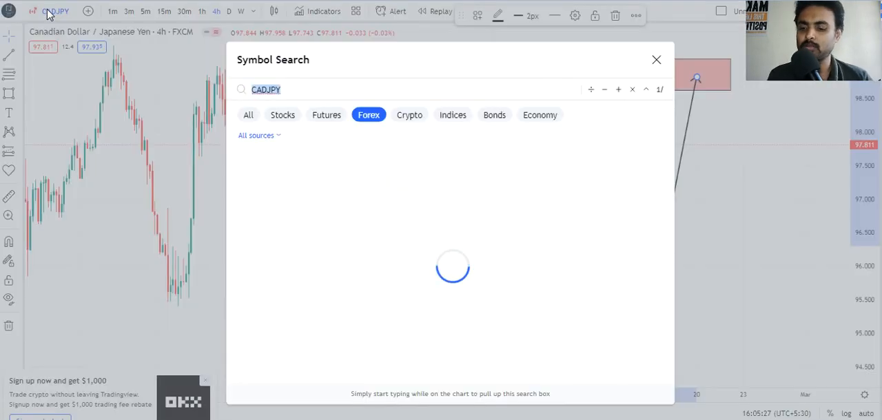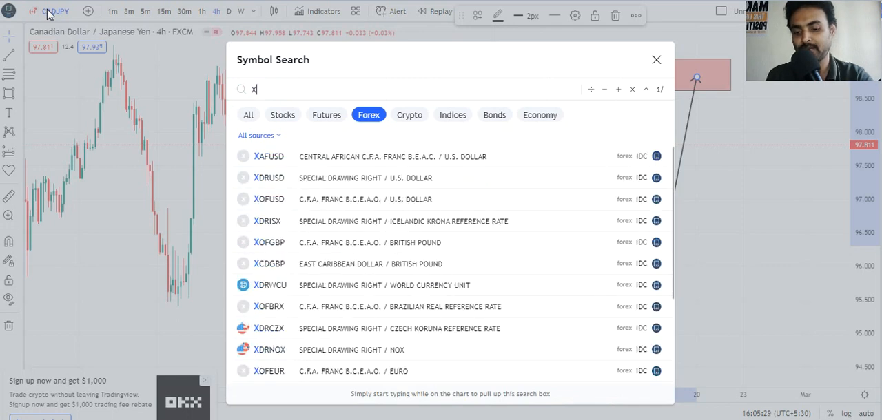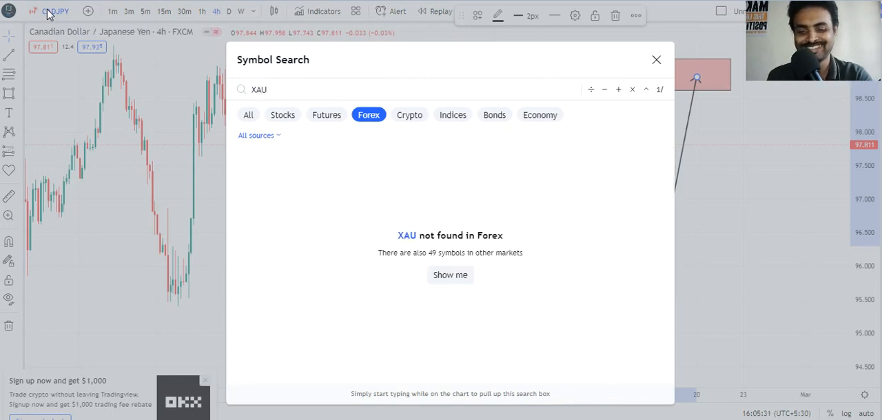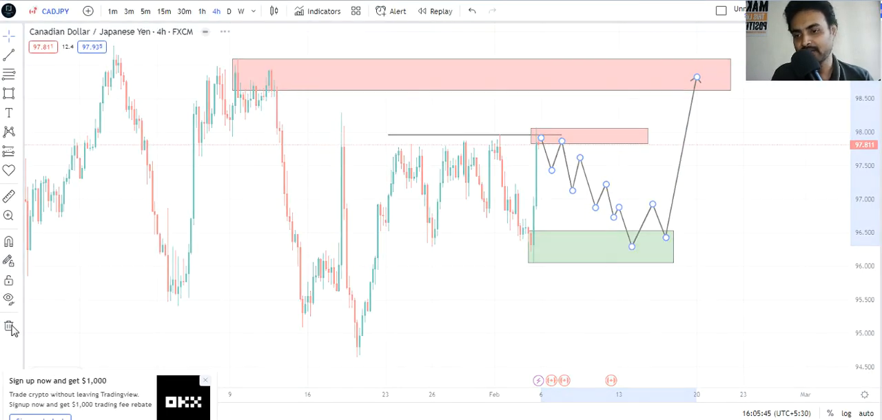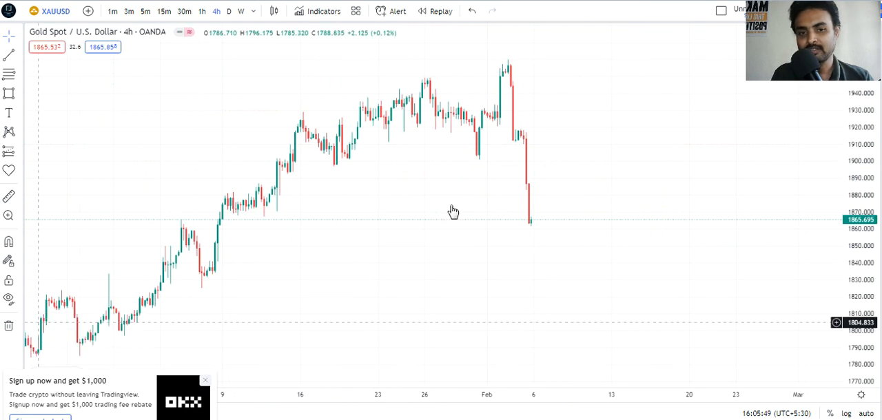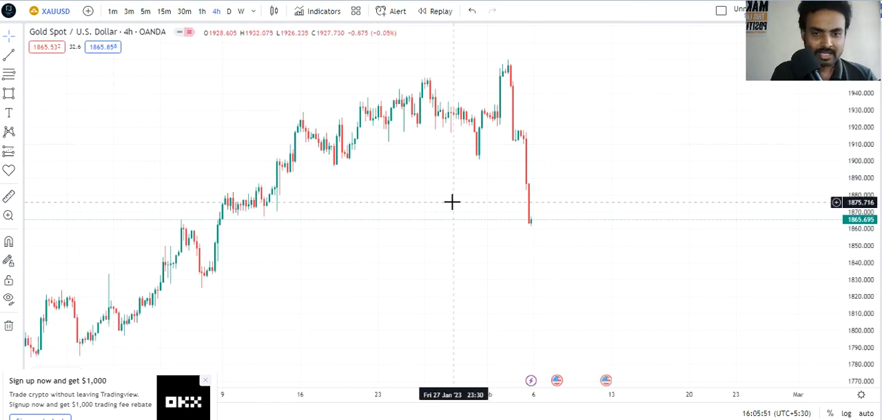And let's see the gold, because you guys are really crazy about the gold. So gold is gold. At the same time, it's a really bad script to trade with, especially if you are a complete beginner. So here you go, something is happening here, right?